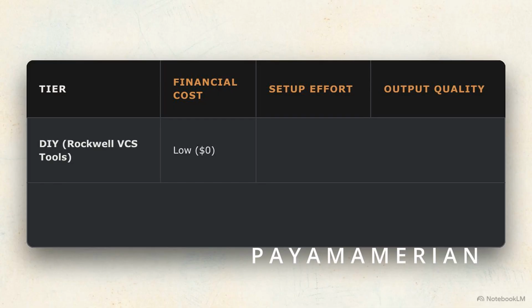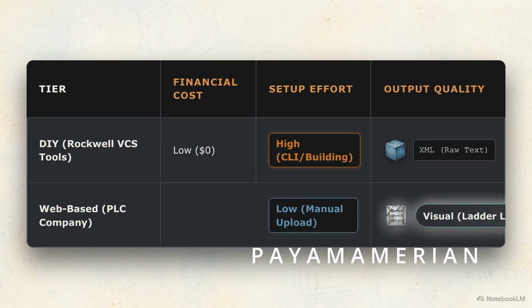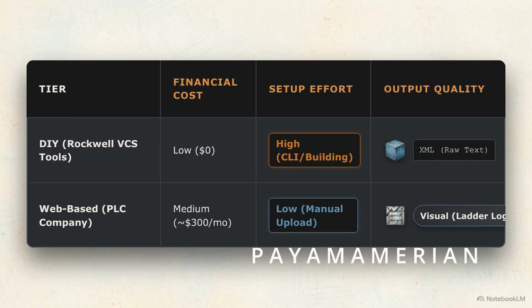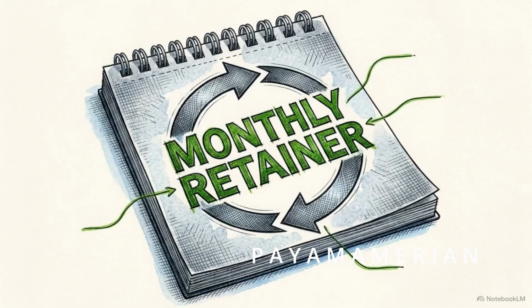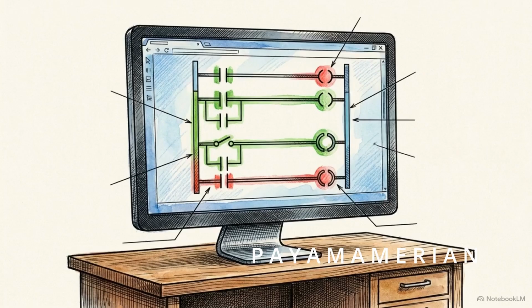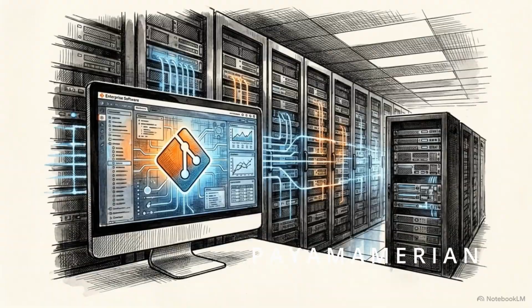Looking at this comparison matrix, the DIY workflow gives you low cost, but requires high setup effort and yields an XML output. The web-based tier requires low setup effort and provides visual output, but it comes at a medium cost. The workflow trade-off here is friction. Relying entirely on manual file uploads breaks a seamless native Git workflow. Financially, you are replacing upfront engineering effort with a recurring SaaS subscription of roughly $300 a month. The web-based tier is an effective tactical fix for visualization, but the manual steps mean it falls short of a fully automated CI/CD pipeline.